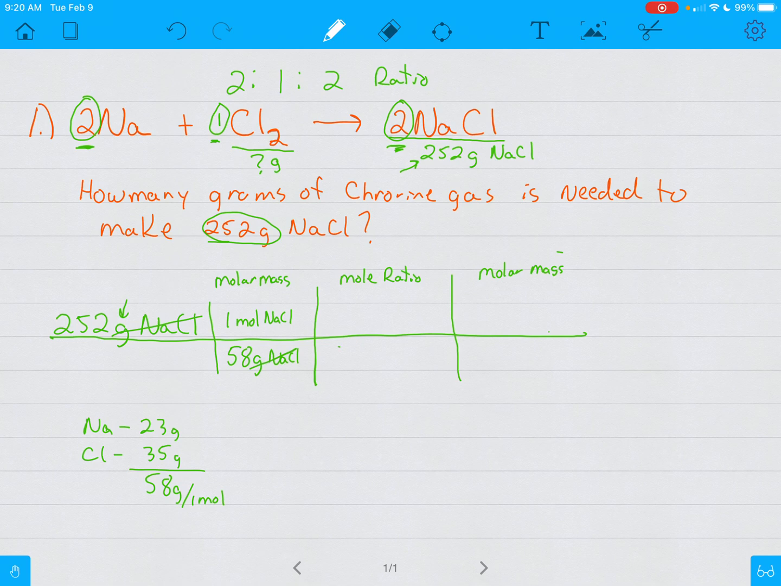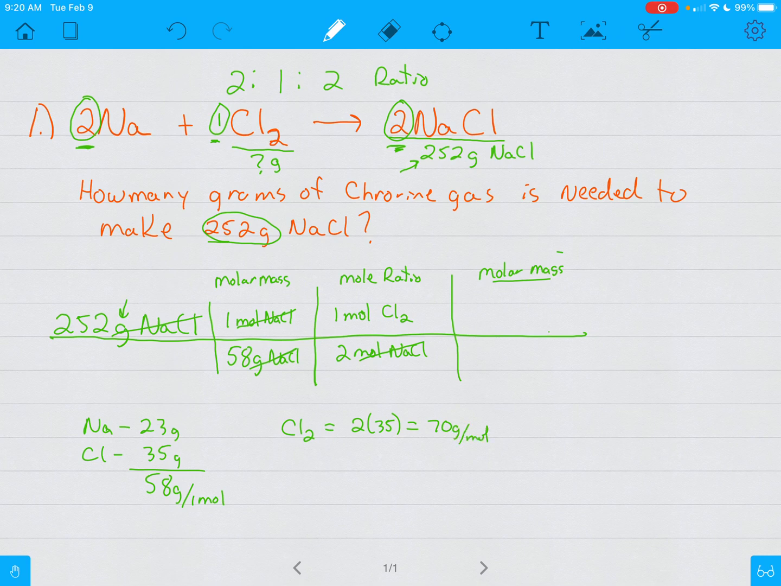So I'm going to put 2 moles of NaCl on the bottom. Why did I do that? Because I want moles of NaCl to cancel. And I'm going to put 1 mole of chlorine gas on the top because that's what we're converting into next. Okay, the next thing I'm going to do is I have to do the molar mass. And this time it's the molar mass of chlorine gas. Well, let's see, chlorine gas is going to be 2 times 35, which is going to equal 70 grams per mole.